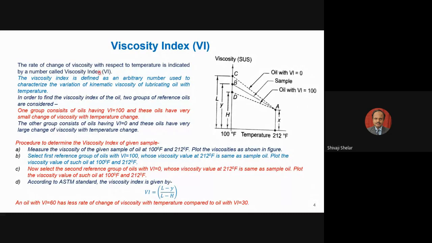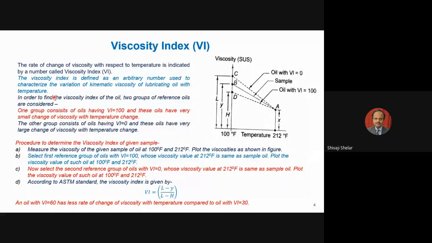So this is a general definition. To be specific, the viscosity index is defined as an arbitrary number used to characterize the variation of kinematic viscosity of lubricant oil with temperature. I had already told you there are two types of viscosity. Then viscosity index should be related to what? It is related to kinematic viscosity. So it is an arbitrary number used to characterize the variation of kinematic viscosity of lubricating oil with temperature.